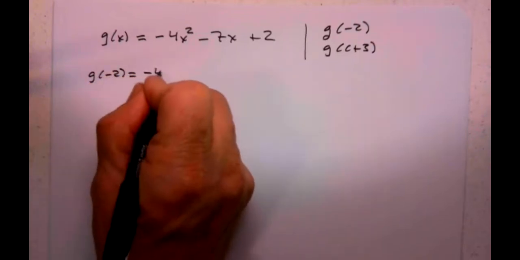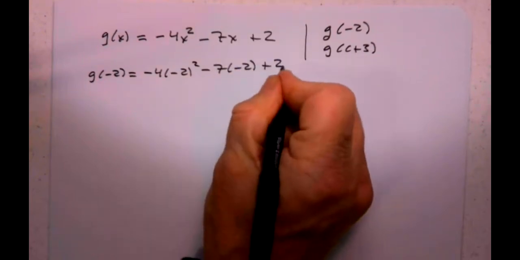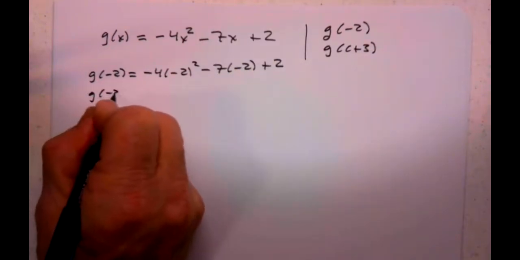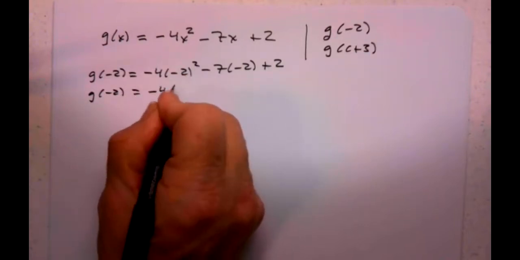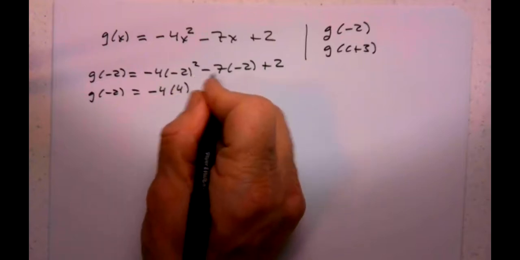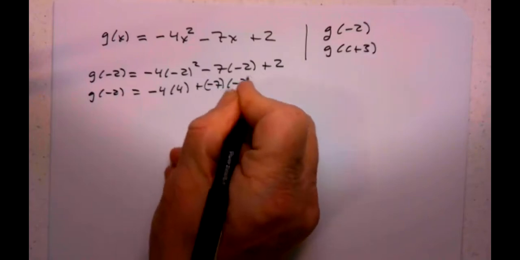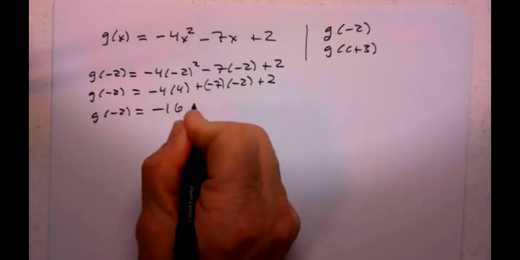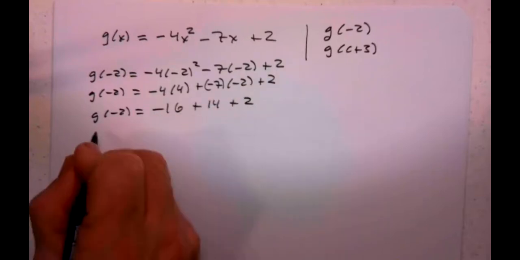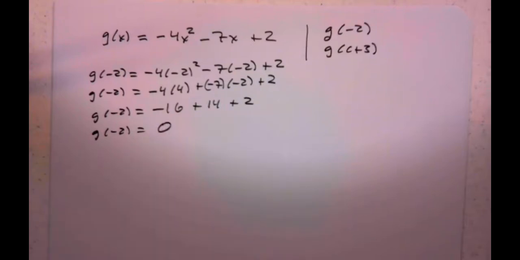g of negative 2 is negative 4 times negative 2 squared minus 7 times negative 2 plus 2. Negative 2 squared is negative 2 times negative 2, or positive 4. So negative 4 times 4 minus 7 times negative 2, that's plus 14, plus 2. So we get g of negative 2 is negative 16 plus 14 plus 2, which is 0. Now let me show you how we could have done this on the graphing calculator.